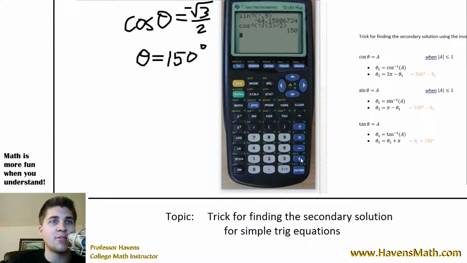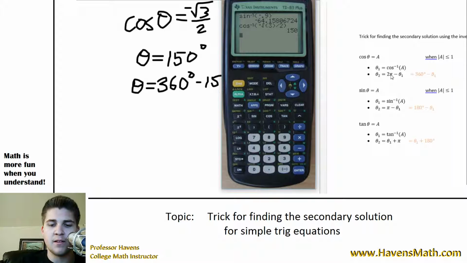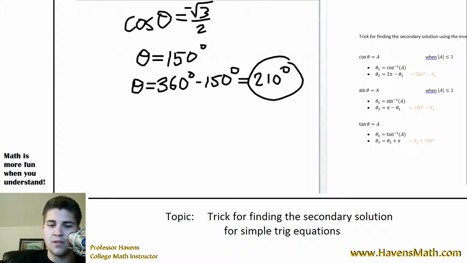And with cosine, the x-coordinate, if we're matching the x-coordinate on that, we'd expect that result. But if we look at the trick over here, it says that our first solution is the cosine inverse of not our angle, but our value a, which in this case we're solving cosine is equal to negative rad 3 over 2. So the secondary solution is going to be subtracted from 2 pi. So with sine it was 180 minus the first, or pi minus first. With cosine it's 2 pi, or 360 minus the first. So our second solution is going to be 360 minus 150, which is of course 210 degrees.